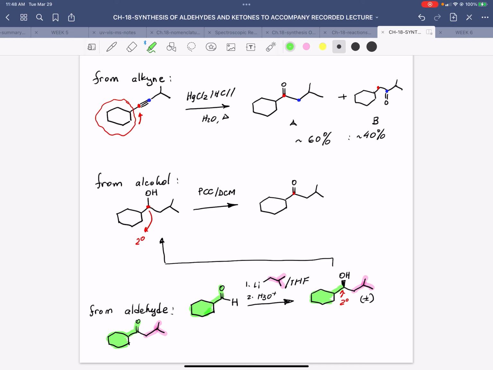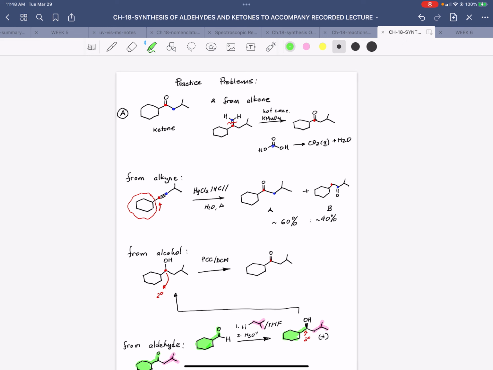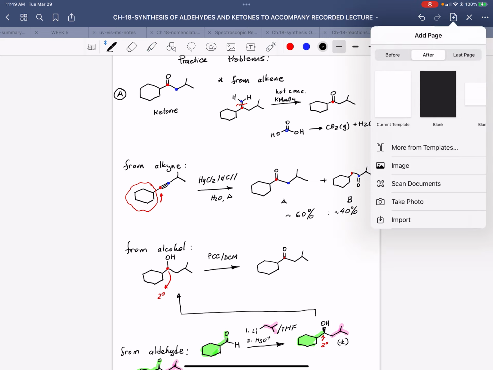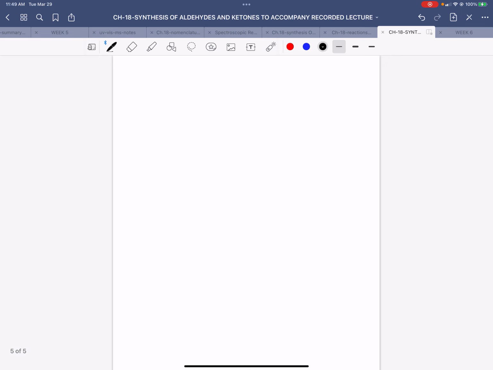So hopefully this was a good preparation for you. I'm going to put a couple of compounds for you and see if you can synthesize those compounds by the old techniques.